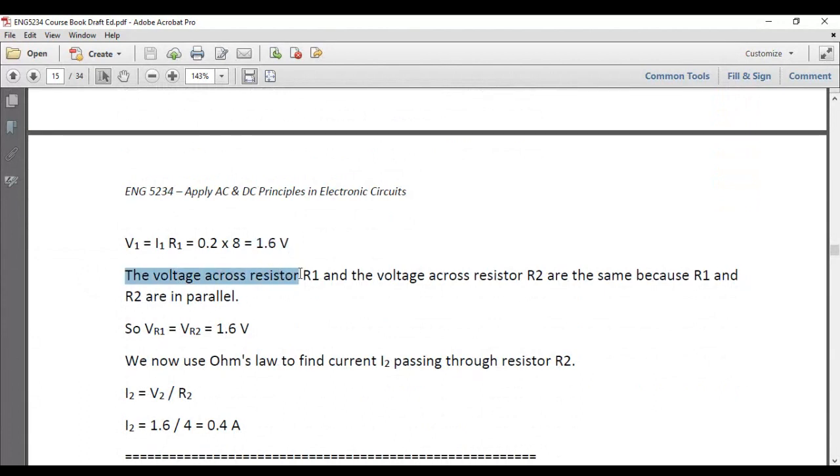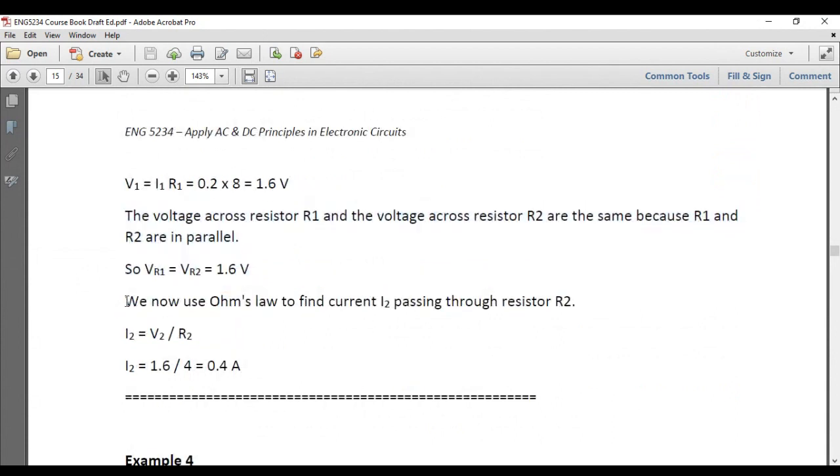So the voltage across resistor R1 and the voltage across R2 are the same because they are parallel. So we can write simply like this, no need to do any more calculation: VR1 is equal to VR2 is equal to 1.6 volts. Now we use Ohm's law to find current I2. The second part was to find the current in resistor R2. Because we are talking about R2, we can call the current I2. Again use Ohm's law, enter the values and simply find the answer.